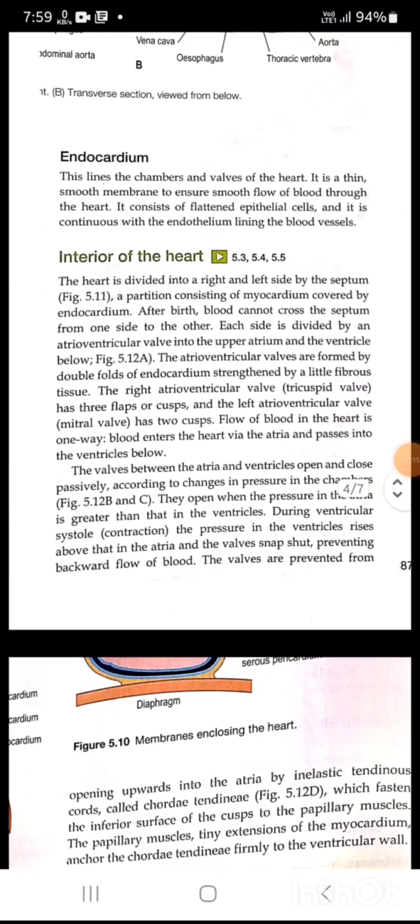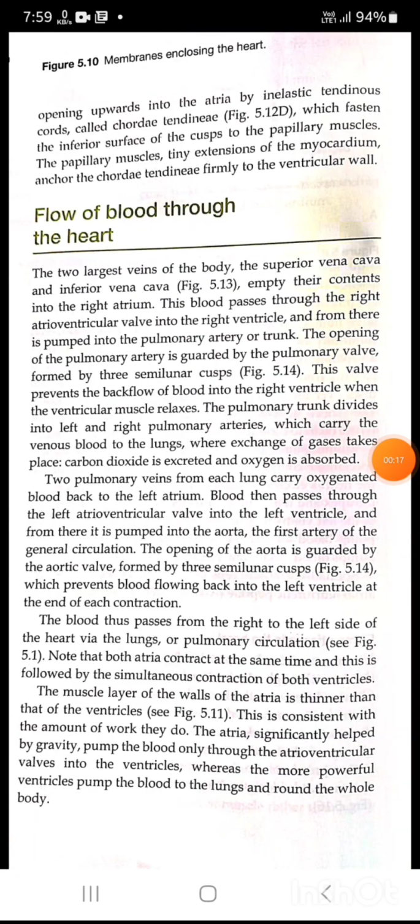In this, the opening of the pulmonary artery is guarded by the pulmonary valve formed by three semilunar cusps. Cusp means fold. This valve prevents the backflow of blood into the right ventricle when the ventricular muscle relaxes. The pulmonary trunk divides into the left and right pulmonary arteries.